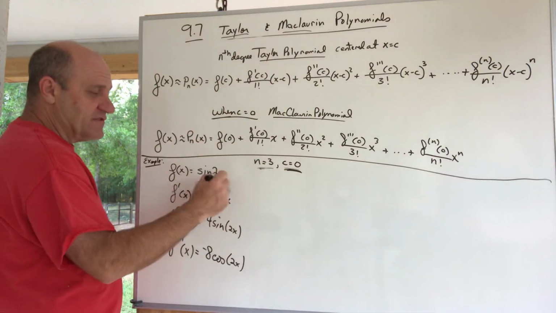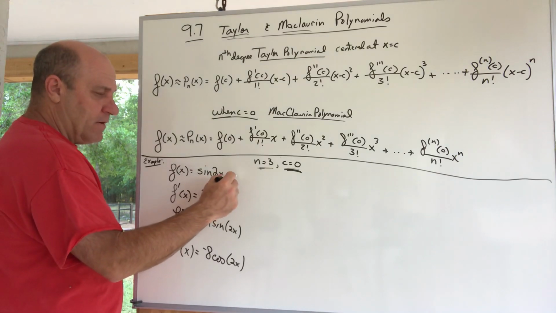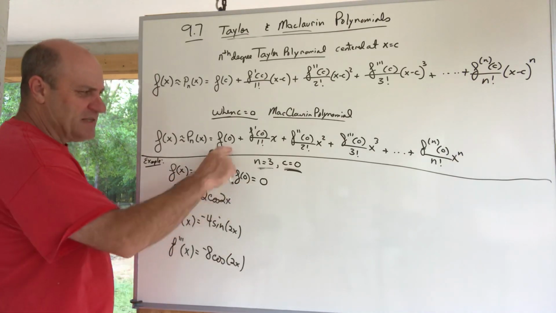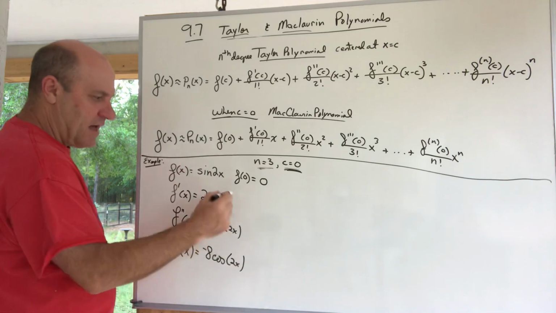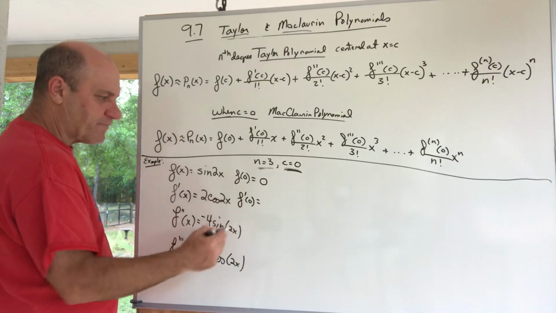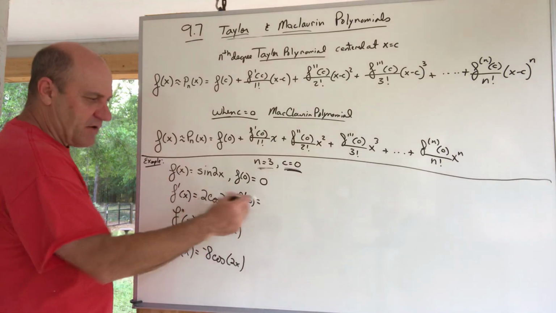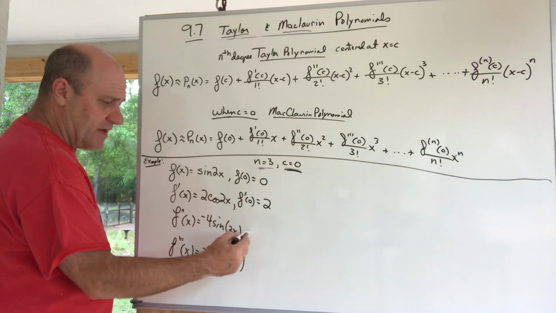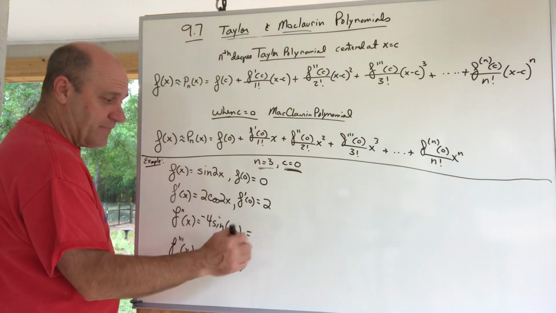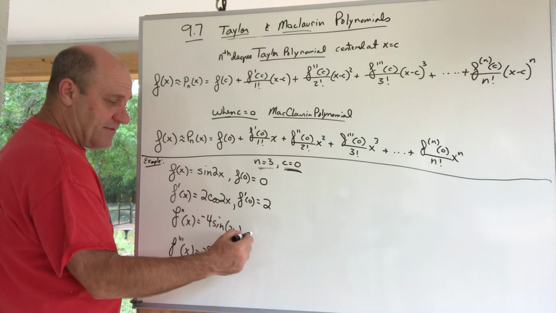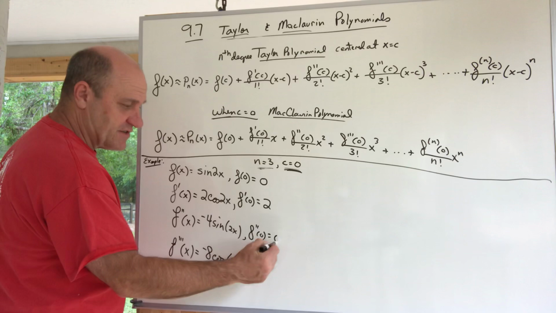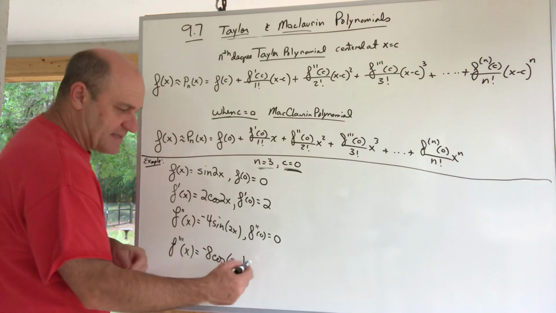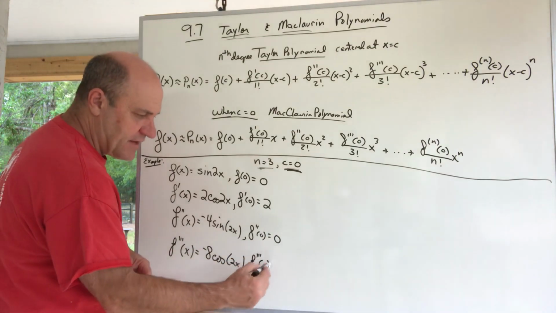So I need f of 0. f of 0 means plug a 0 in here. You know the sine of 0 is 0. That's going to be this first term. It's going to be a 0 in this case. f prime of 0, I'm just plugging a 0 in. That's a 1, the cosine of 0, times 2. That's a 2. The sine of 0 is 0, so f double prime of 0 is a 0. And f triple prime of 0 is the cosine of 0, which is a 1, times negative 8. So f triple prime of 0 is negative 8.